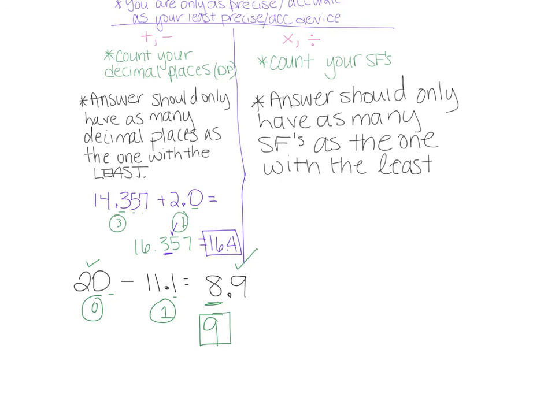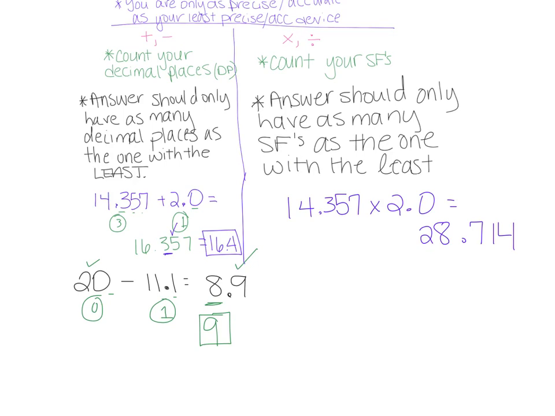Okay, on the other side, we have the multiplication and division. If we were to now multiply these two numbers, so we're just going to stick with the same numbers that we've got. So 14.357, and we're going to multiply that by 2.0. Okay, if you were to type that in the calculator, you would get something about 28.714. Well, we got to check our sig fig rules.